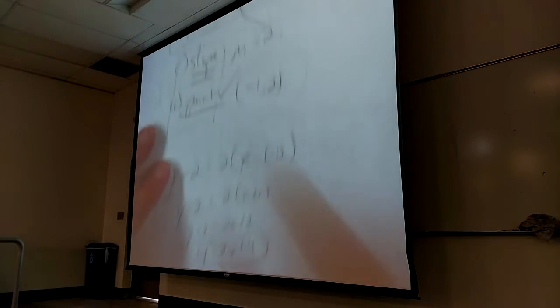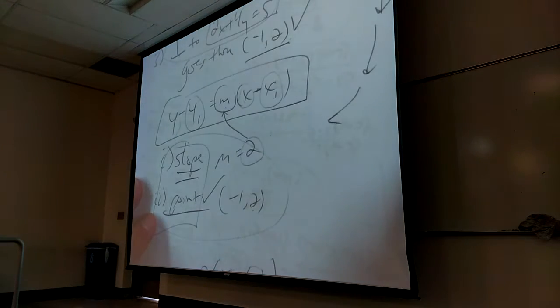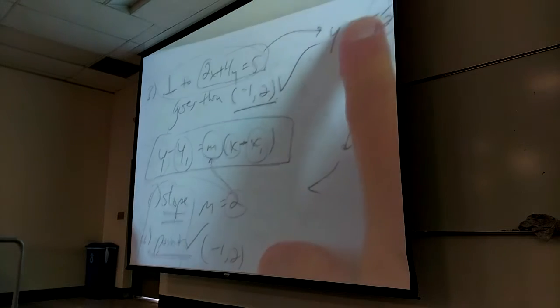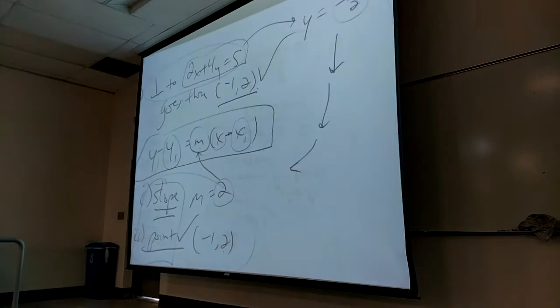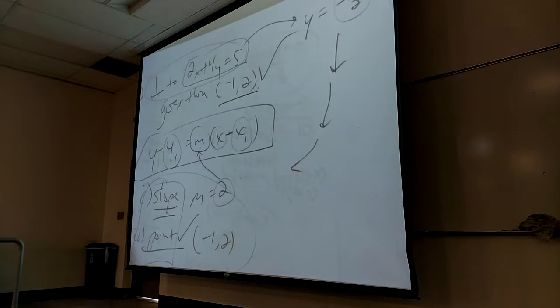So if I had said they were parallel, what would have changed? Yeah, I wouldn't have used 2. I would have used negative 1/2. Parallel means they're the same. So look for that. Don't just always do what I did here. Why did I do it? Because I said perpendicular. That's why I did it.